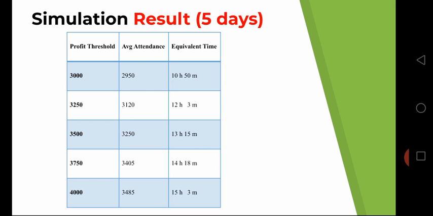So basically the event is open from 8 to 5. It is around an 8 hour event per day. So in this simulation result, we can conclude that the business is going to make profit if it opens more than 10 hours and 50 minutes. Okay, basically it's about 1 day and slightly into the second day.